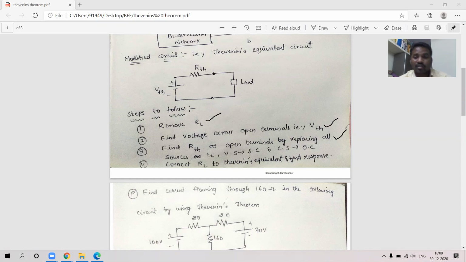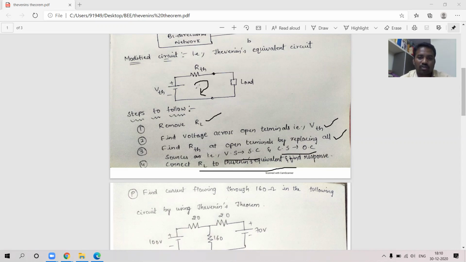As I said, you replace the voltage source with a short circuit and the current source with an open circuit. After finding VTH and RTH, connect RL to the Thevenin's equivalent circuit, and then find the response. What will be the response here? This is a simple circuit, so you can find the current through it.